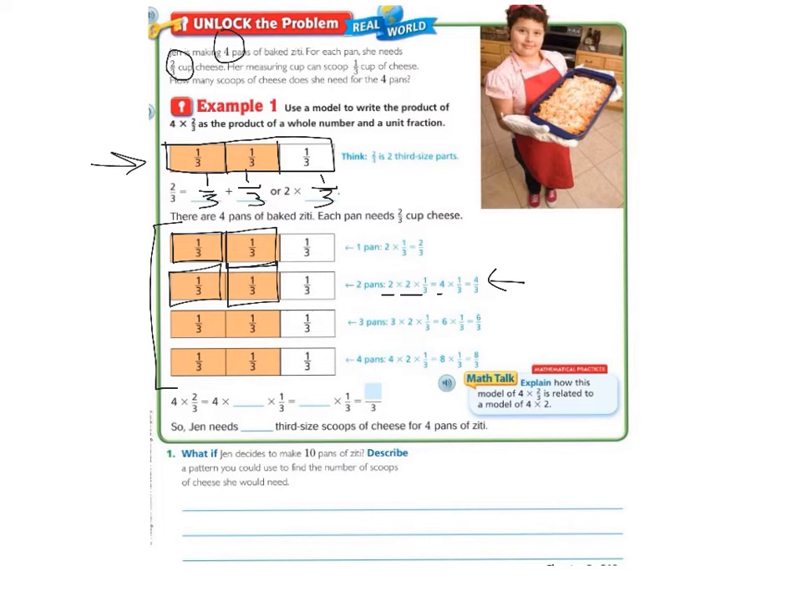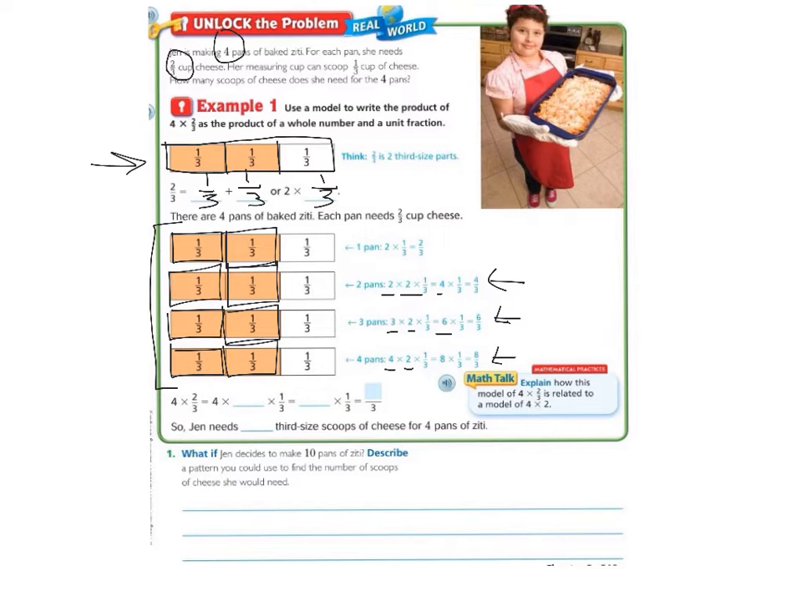Now in our third pan, we have 2 more thirds. So now we have 3 pans that each have 2 thirds in them, and 3 times 2 is 6. So we have 6 thirds. And lastly, here's 2 more thirds. Now we have 4 pans that each have 2 thirds. So that's 4 times 2 is 8 pieces that are each 1/3, or we have 8 thirds.